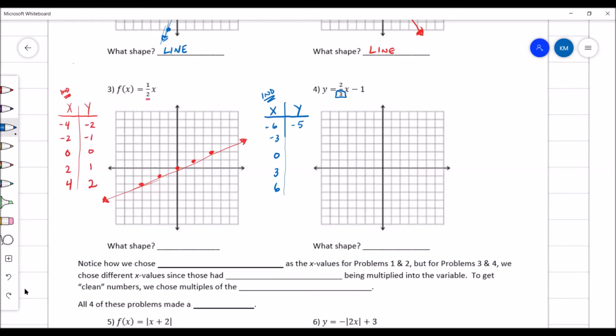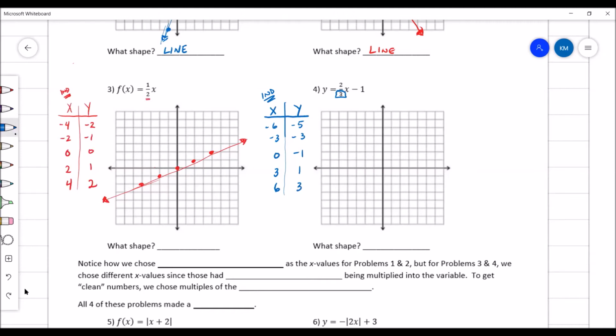Okay, -6 divided by 3 is -2, minus 1 is -3. 0 minus 1 is -1. 6 over 3 is 2, minus 1 is 1. 12 over 3 is 4, minus 1 is 3.